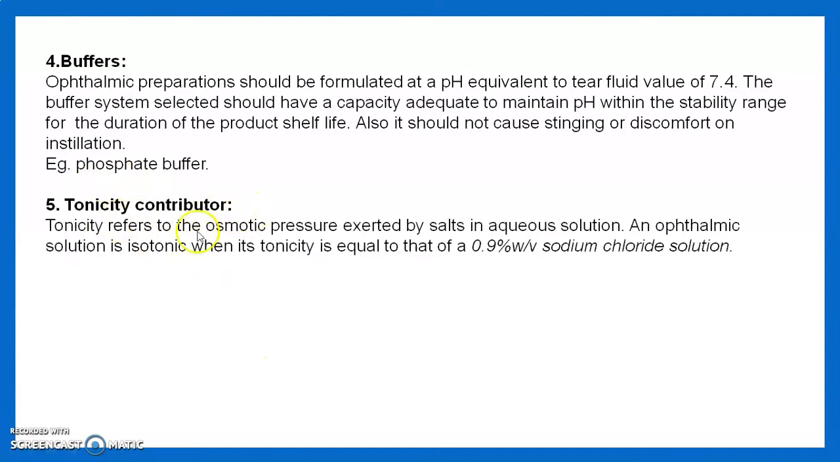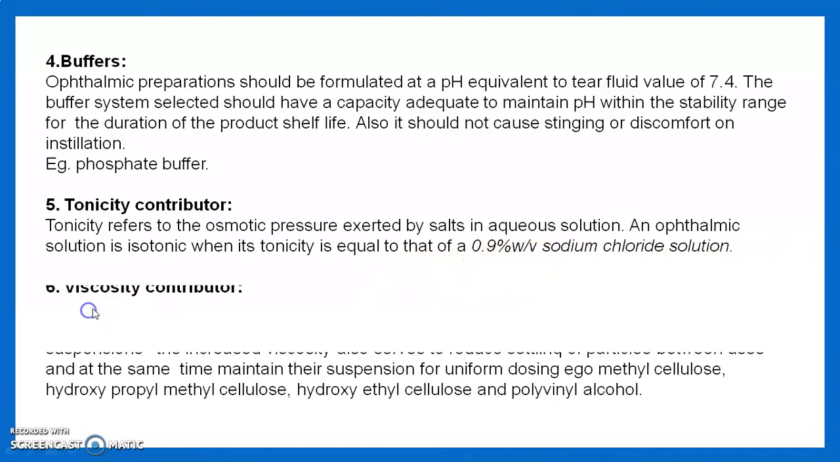Then tonicity contributors. Tonicity refers to the osmotic pressure exerted by the salt in an aqueous solution. An ophthalmic solution is isotonic when its tonicity is equal to that of 0.9% w/v sodium chloride. NaCl 0.9% is said to be isotonic with our blood plasma.